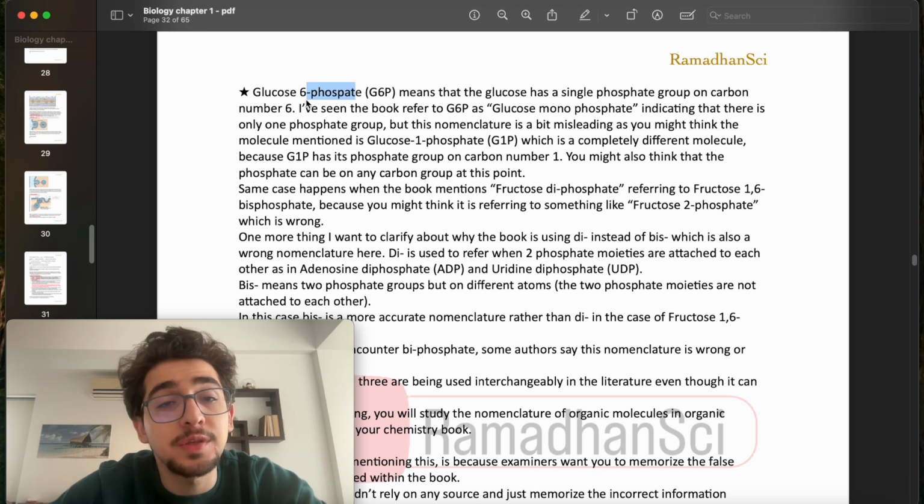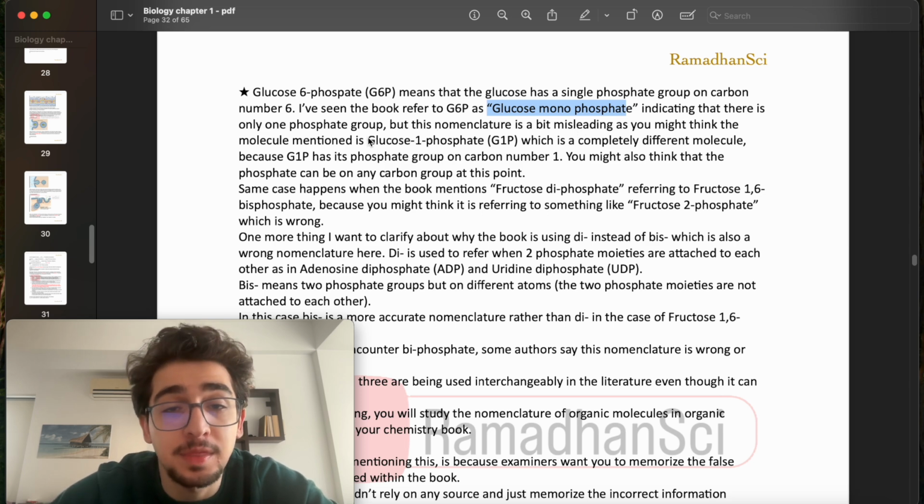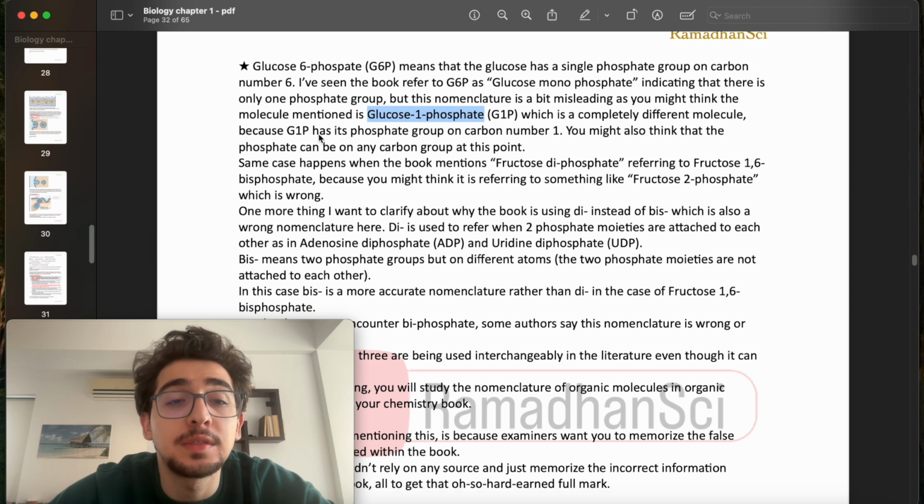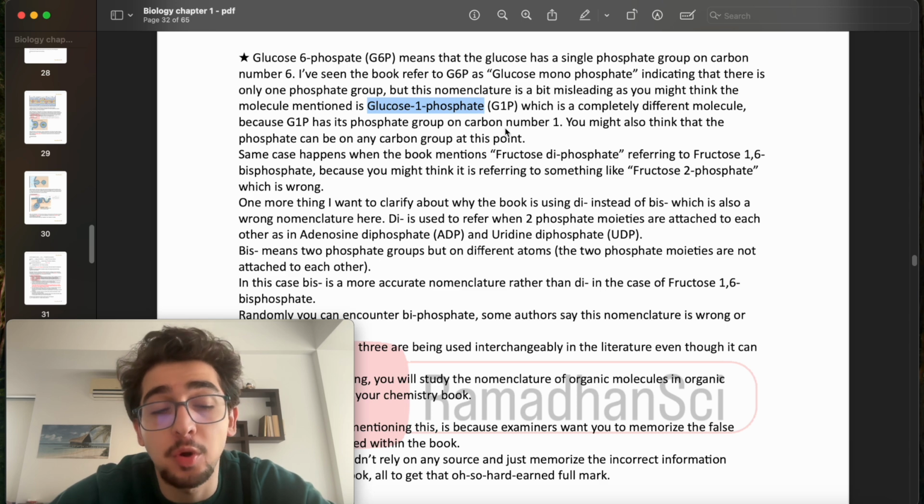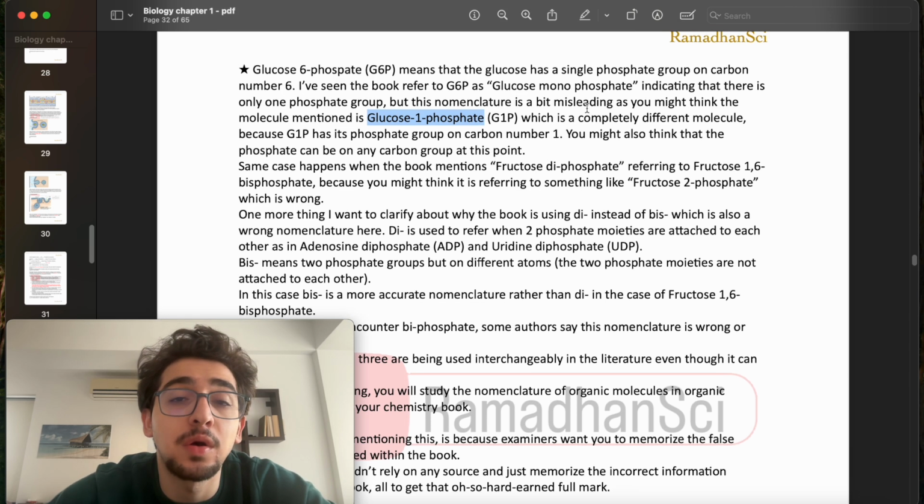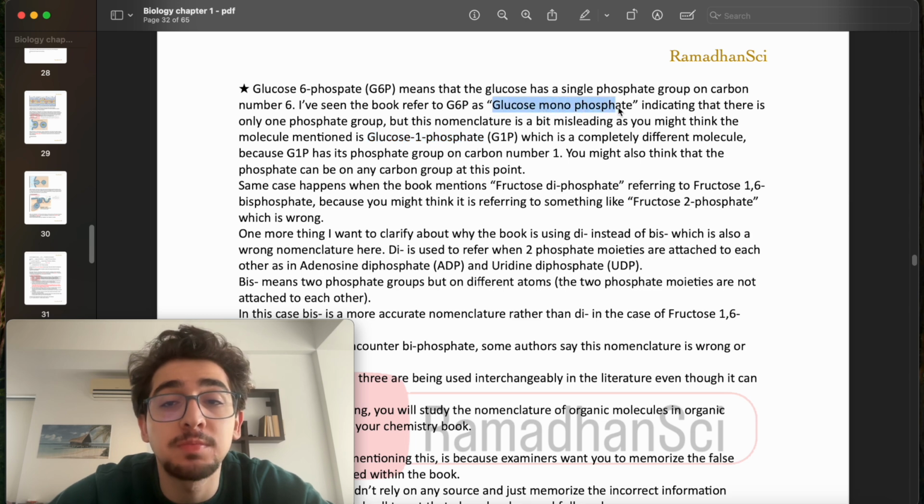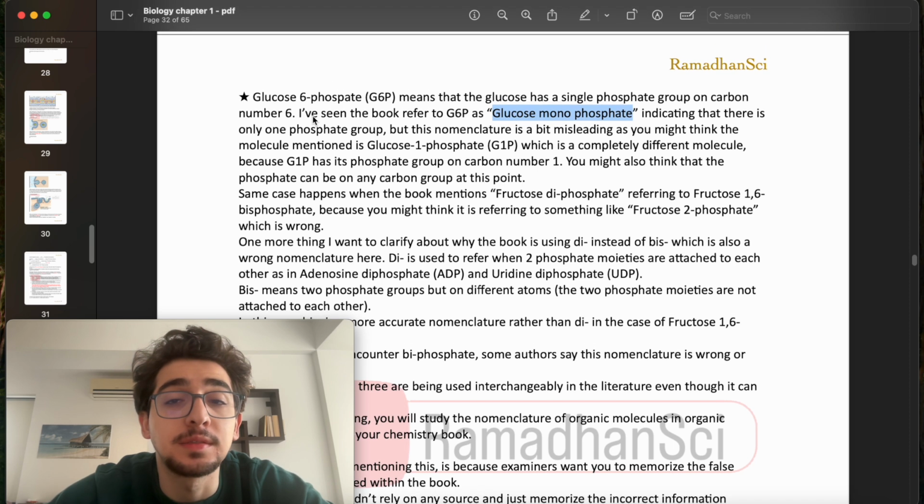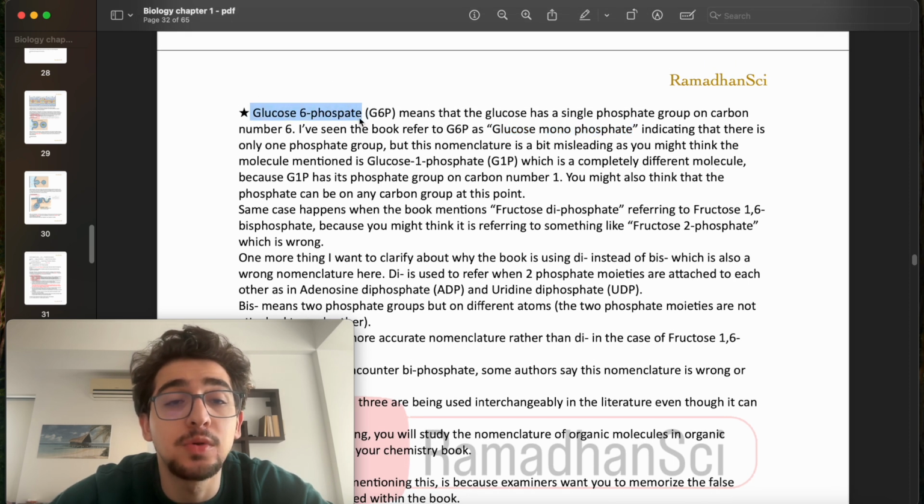But the book referred to this molecule as glucose monophosphate, indicating that there's only one phosphate group. But this nomenclature can actually be a bit misleading, as you might think the molecule mentioned is G1P, the glucose 1-phosphate, which is a completely different molecule, because G1P has its phosphate group on carbon number 1. So I think when the book mentions a glucose monophosphate, this is misleading, because they should just mention it as a glucose 6-phosphate.